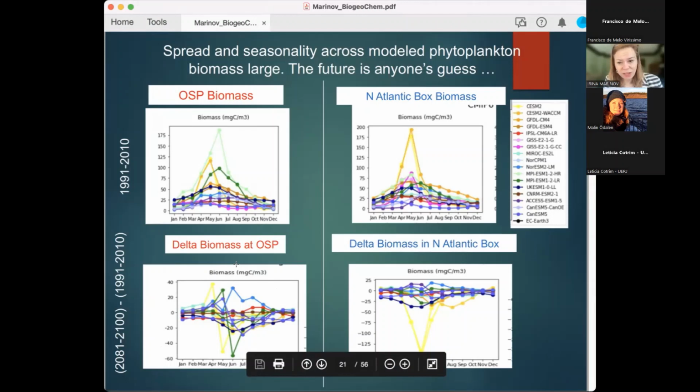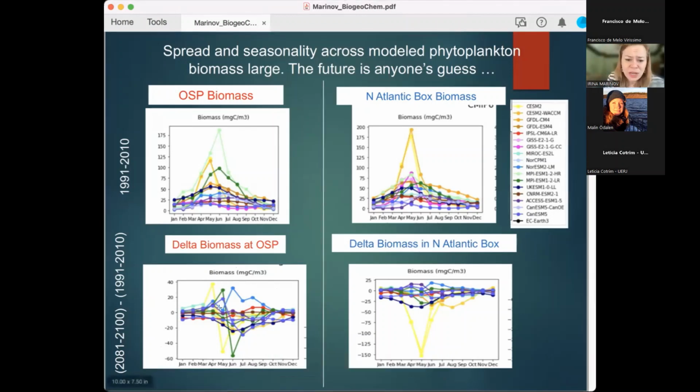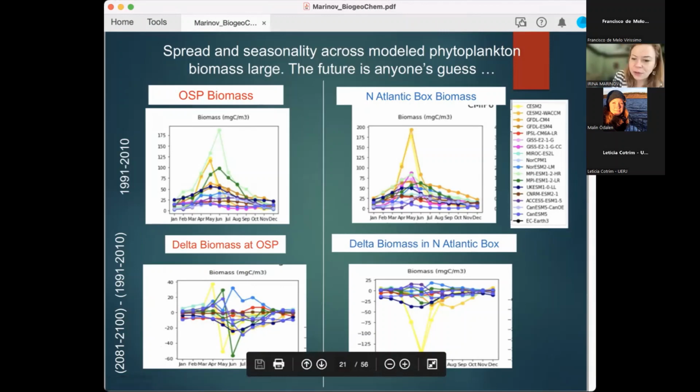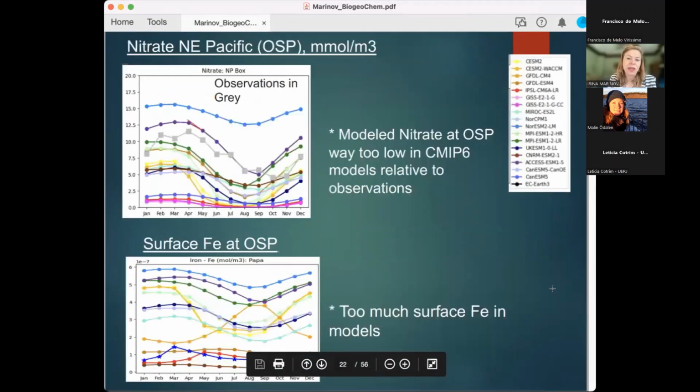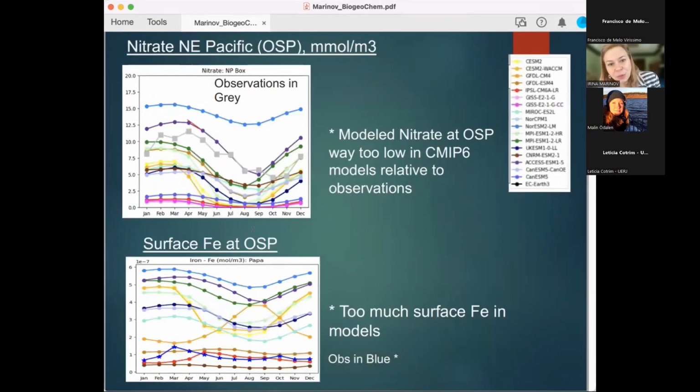So we don't know anything about anything, it looks like, right? Do we know why some models should predict increases and some models predict decreases? Well, it depends on what your nutrients and your iron are doing. So here at Ocean Station Papa, we have nitrate across many of the CMIP models. And in gray, I put observations from the World Ocean Atlas. This is nitrate in the North Pacific.